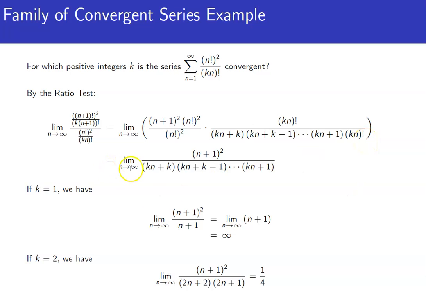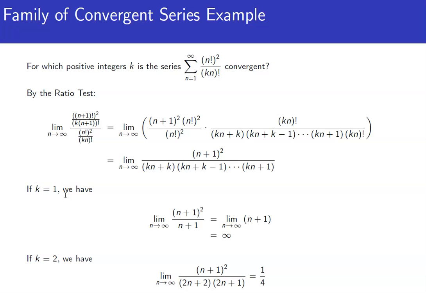So after simplifying, we get the limit as n goes to infinity of (n plus 1) squared over the product of these factors here. And notice that there are k of them. We've got a plus 1 here, a plus 2, a plus 3, all the way up to plus k. So there's k factors here. All right, so let's start analyzing what happens for different integers k. First, let's start with k equals 1.